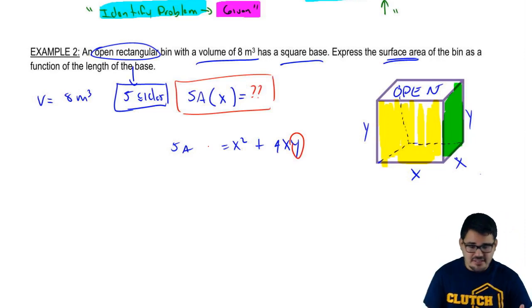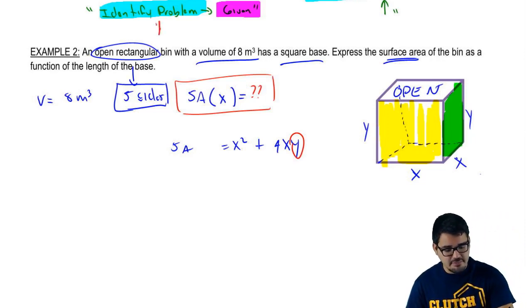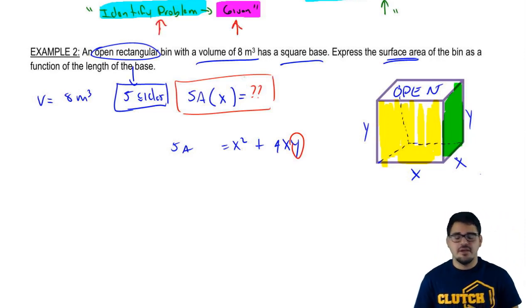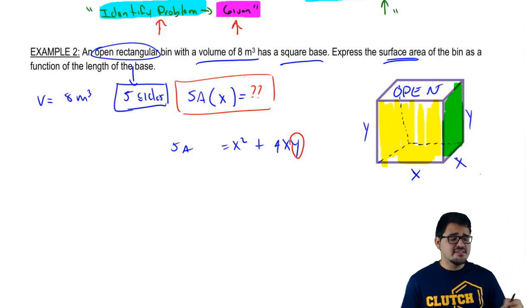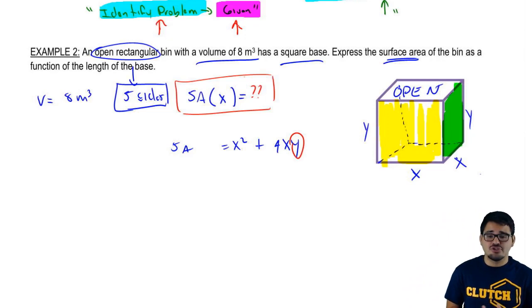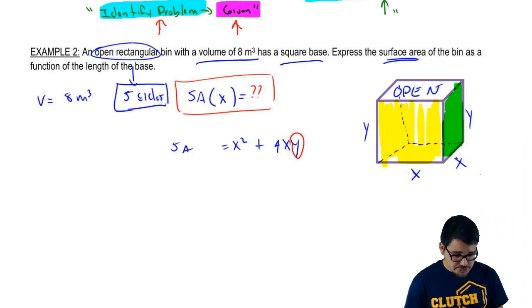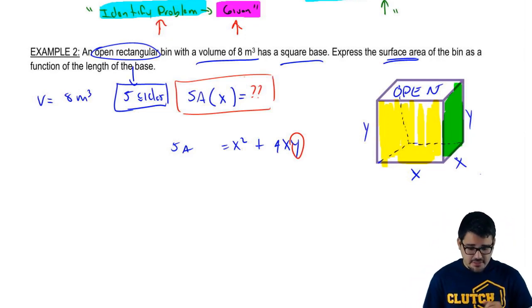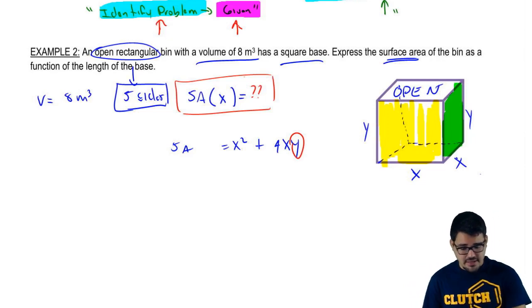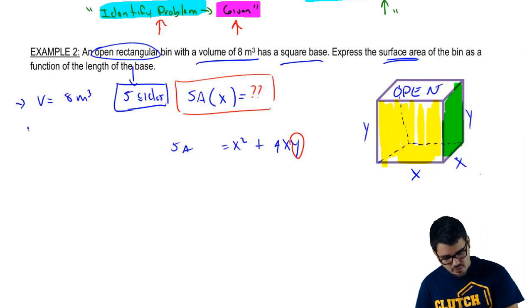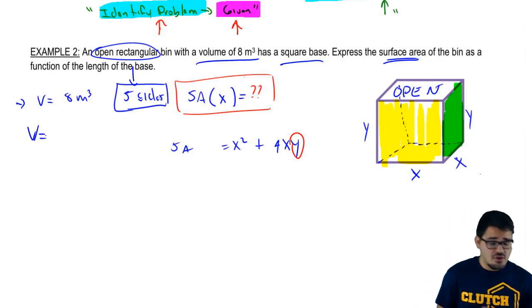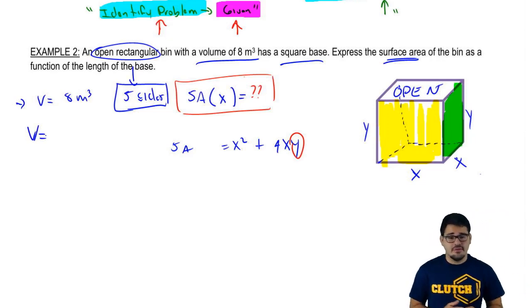So once we have identified the problem, we go to the given information, which, other than being a square base, is that the volume is 8 meters cubed. Cool. So let me go ahead and write that in. I already have that there. So let me go ahead and write the equation for the volume. Well, first, let's figure out what the equation for this bin is.